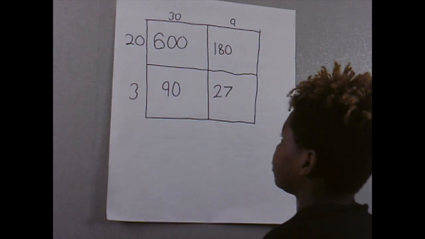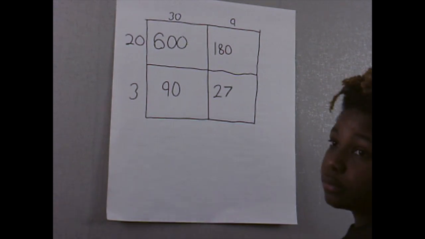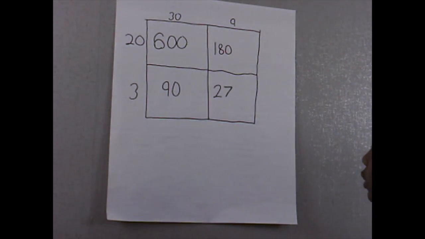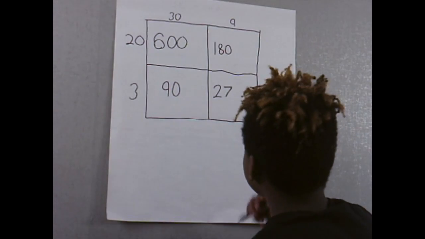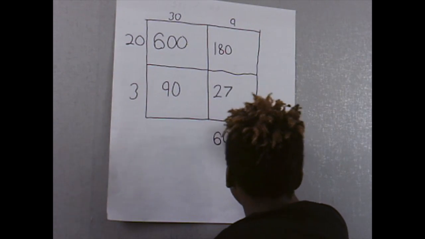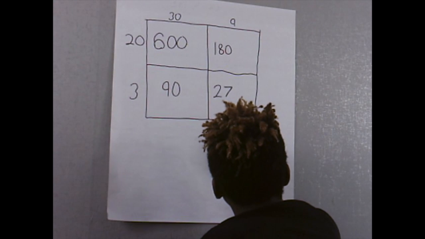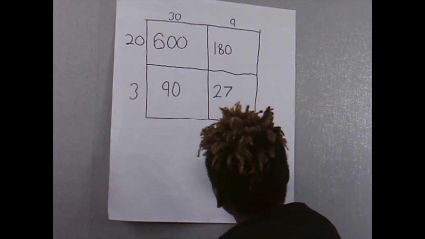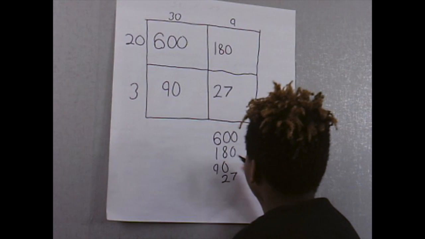Okay, so you're going to add 600 plus 180 plus 90 plus 27. Right. All right, so you're going to just make an addition problem. Okay, so add those 4 addends together. All right. 600, 180, 90, and 27.